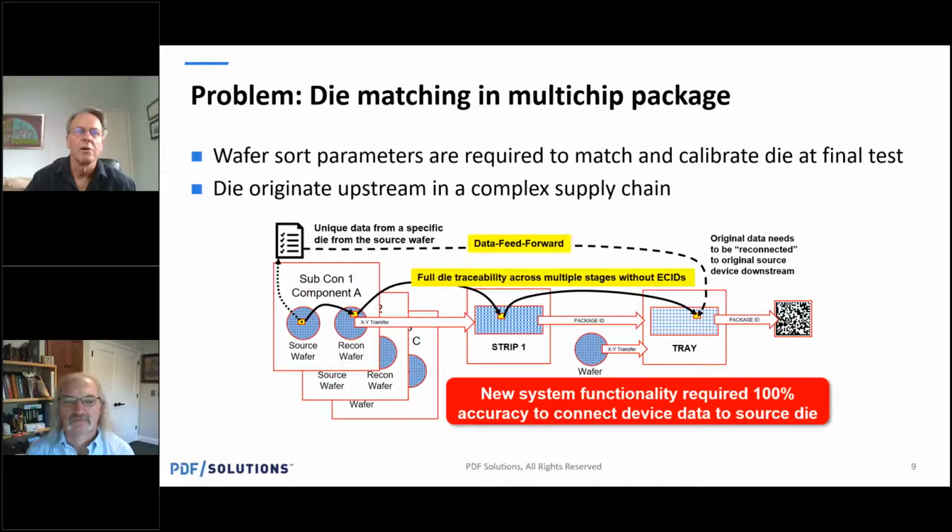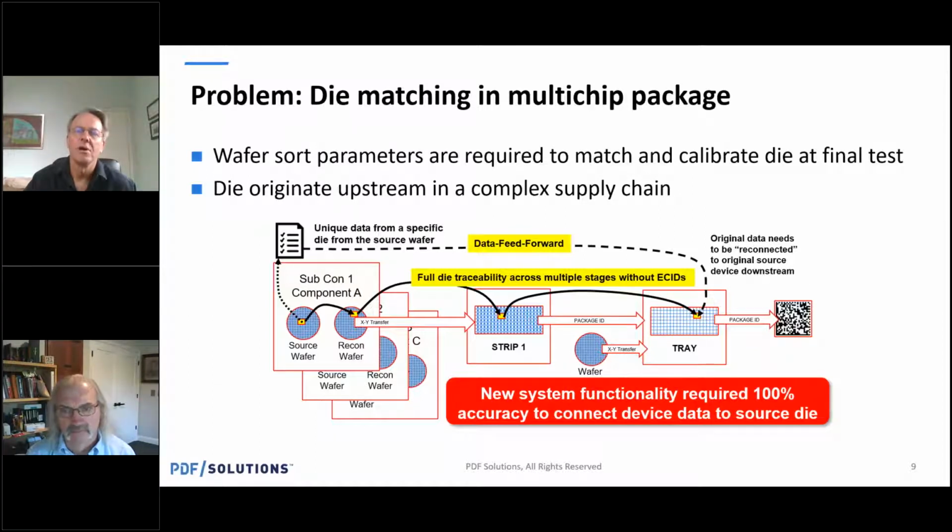So let's look at this flow and how this thing is assembled. First of all, the wafers are being manufactured by several different companies, subcontractors 1, 2, and 3, and their yield was low, so they picked the devices from the source wafer and put them onto a reconditioned wafer, and they sent that reconditioned wafer on a frame to the assembly house, which assembled the devices onto a strip in a multi-chip package. Then the package was singulated, then another die was placed on it, and then there's a 2D code marked on the package.